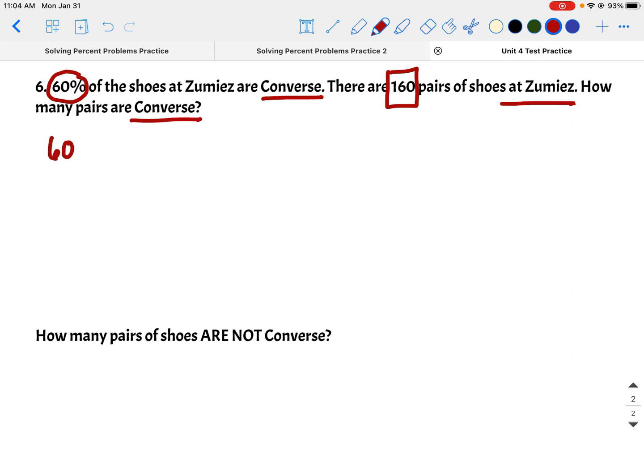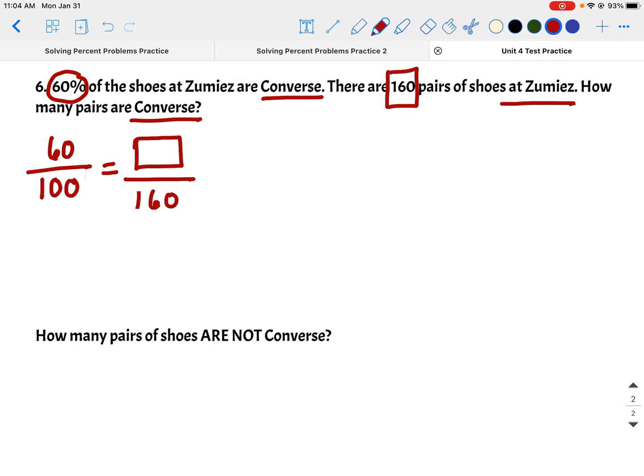Well, we know that percents are always out of what? 100, right? We know 60 out of 100. We know 60% represents Converse, and that's what we're looking for, right? So that's our missing value. What is 60%? And 60% of what? Of 160, right? Because that is the total amount of pairs at Zumiez.